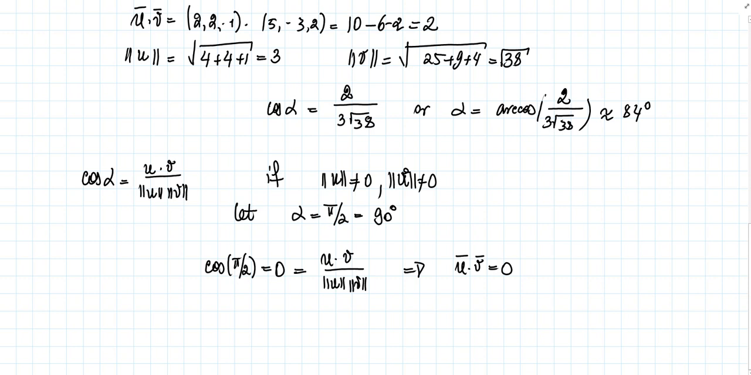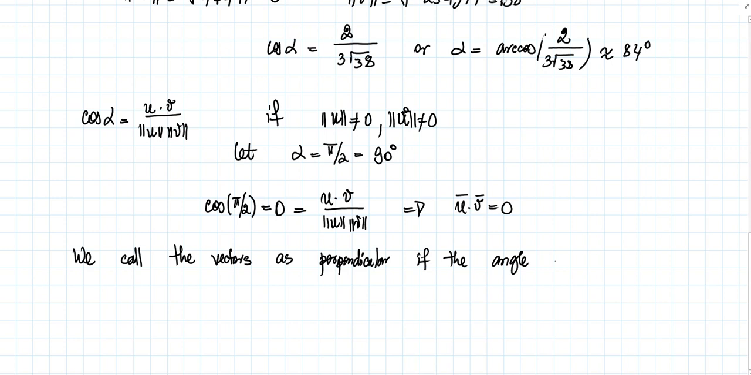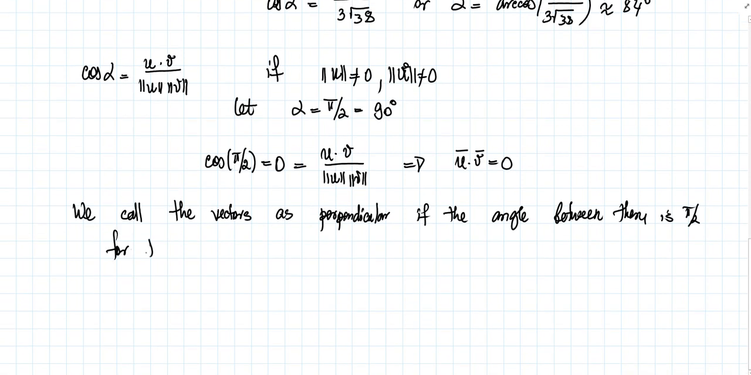Okay, so could you please write this down? We call the vectors perpendicular if the angle between them is pi over 2 or 90 degrees. For perpendicular vectors u and v, u dot v is equal to 0.